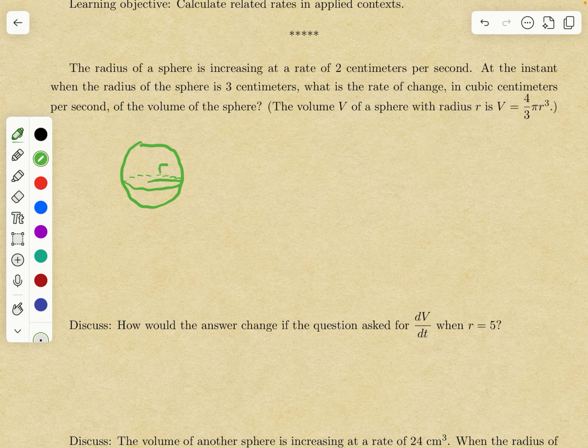And the question is saying, as the ball expands, eventually the ball is going to be 3 centimeters in radius. And at that moment, if you just stop time for a second, how fast was the volume of the sphere changing? That's the question that is being asked. And so we actually have two rates that are related. If you look back at the question, one of the rates is the rate of change of the radius. The radius is increasing at a rate of 2 centimeters per second.